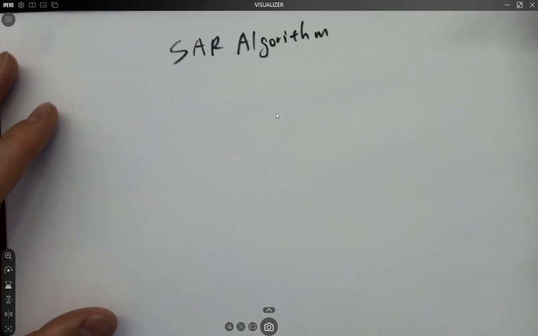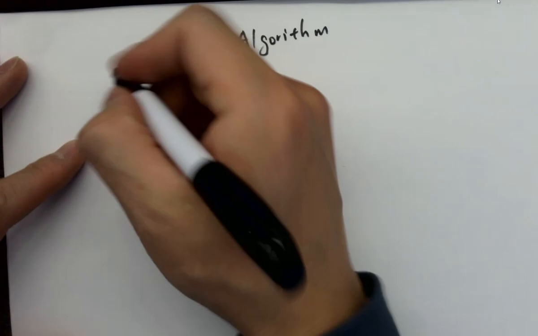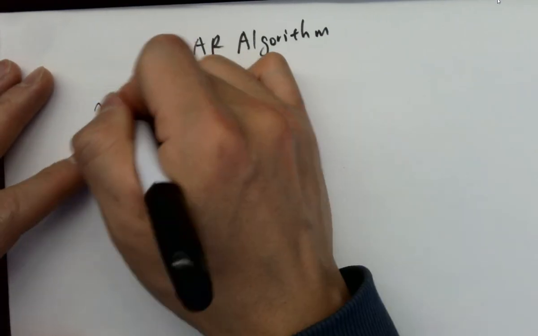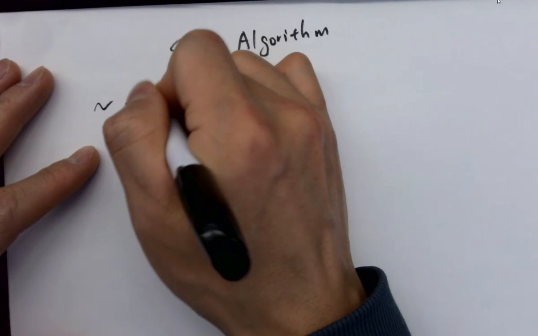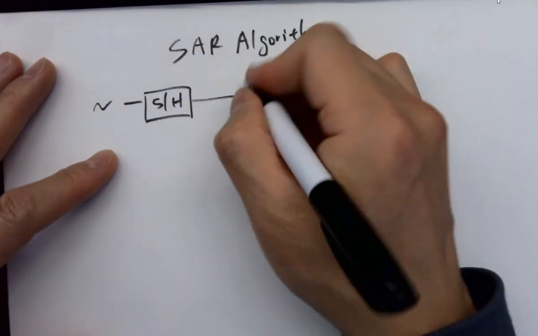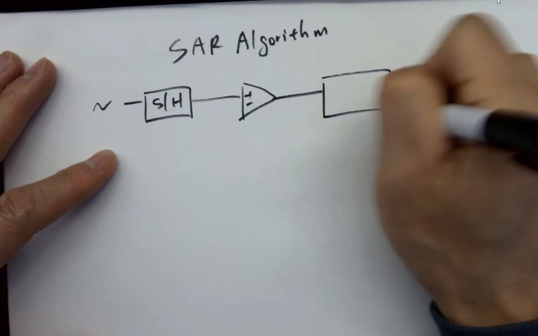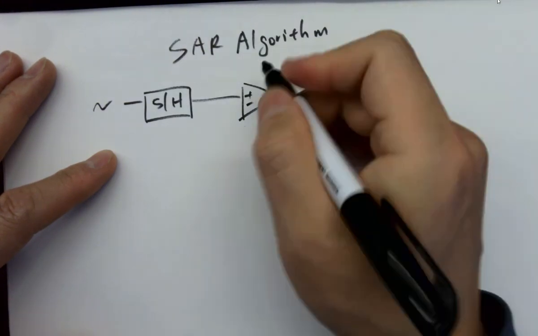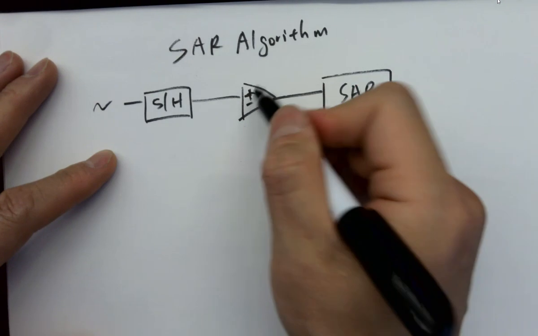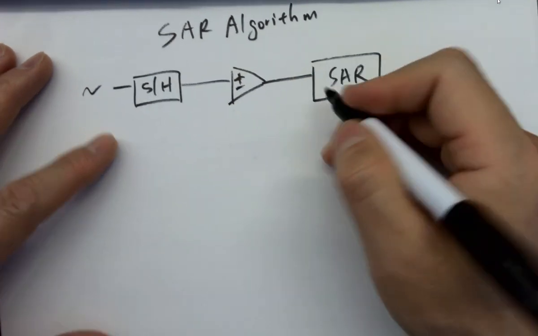I'll just give you an example here. Analog signal in. First, you need a sample and hold circuit, and then you need a comparator, and you need a SAR logic block. That's probably the device that covers the most area, and then you need a DAC.